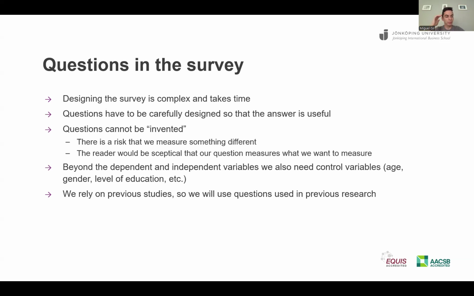So the best approach, instead of inventing something new, is to rely on previous studies. So we use questions that have been used in other studies. There are studies on happiness. So let's go to those studies and see what they say and which questions they use, and then we will copy these questions. It's possible to make some adjustments, but try to make minimal adjustments, because then you will have less reliability if you modify a lot. Modify as little as possible.